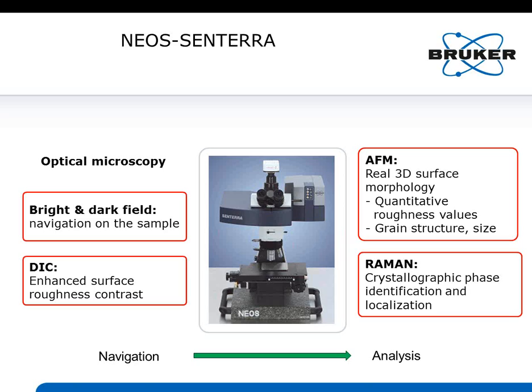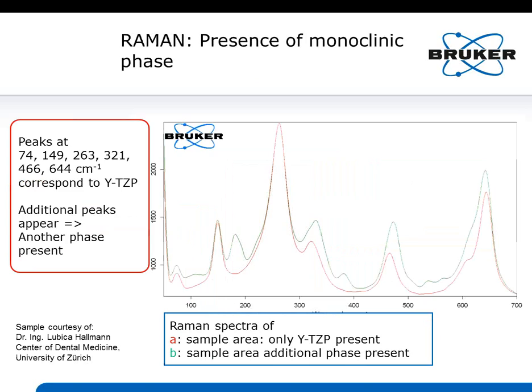And then we use the AFM to get a 3D surface image, quantify some of this information on the surface, such as roughness and grain structure and size. And then we use the Raman microscope here to identify our crystallographic phases and localize them. So we basically have the whole process between navigation and analysis nicely built into this one system.